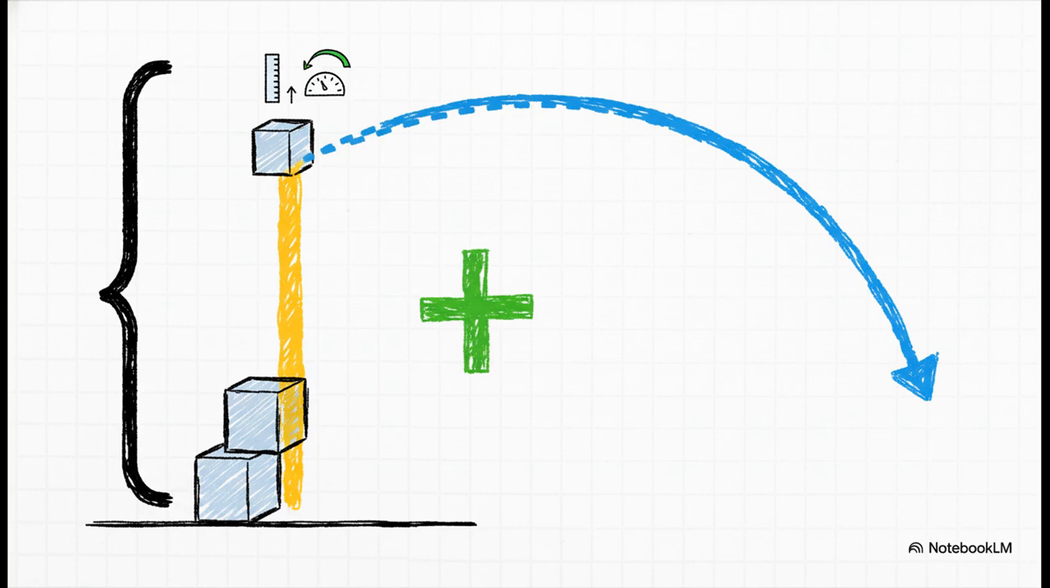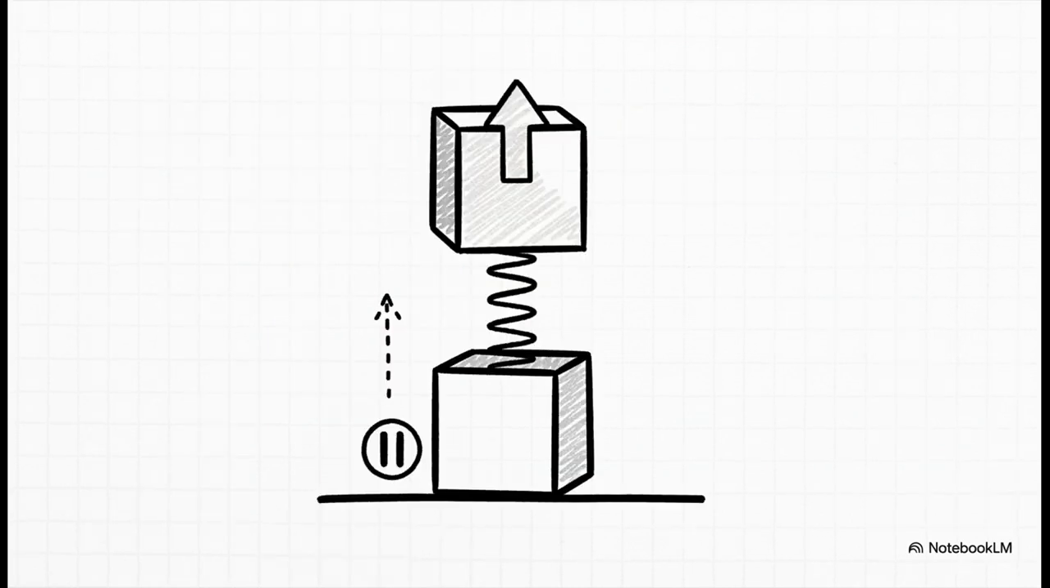So what's our game plan? We're going to split the motion into 2 clean stages. First, what's happening at the exact instant of liftoff? What's its height and speed? And second, once it's in the air, how much higher does it coast, like a simple projectile? So our first task is to figure out the launch speed, not just of the top cube, but of the whole system center of mass.